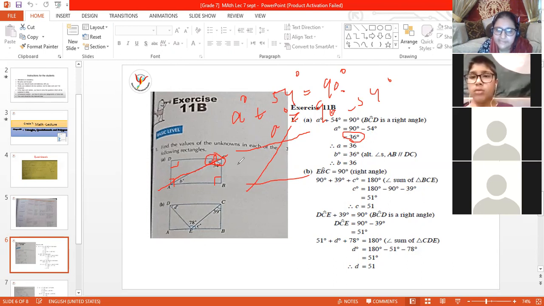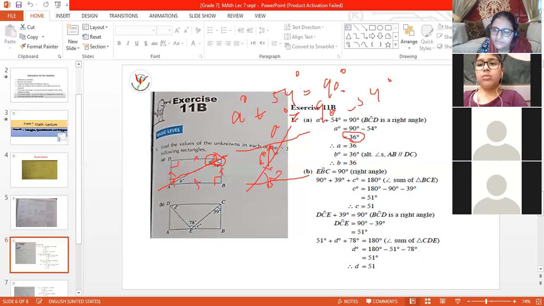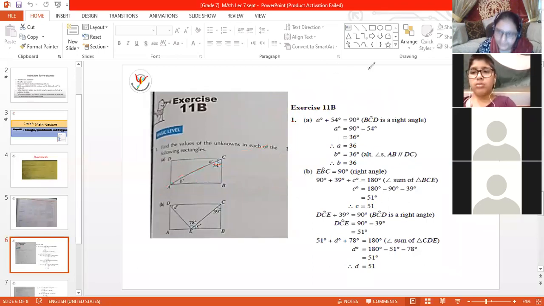If two lines are parallel, we know that in a rectangle there are two pairs of parallel lines, and a transversal is cutting. By using the property of alternate angles, if this angle is A degree and this angle is B degree, and these two angles are the same, then if A degree is 36, B will also be 36 degree. So this was question number 1, part A.